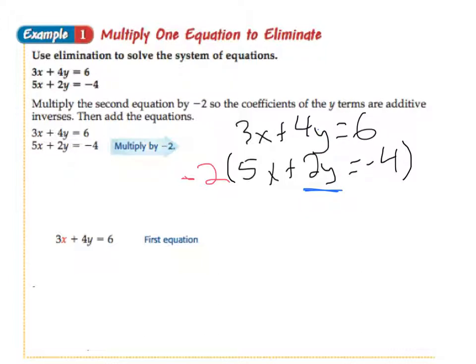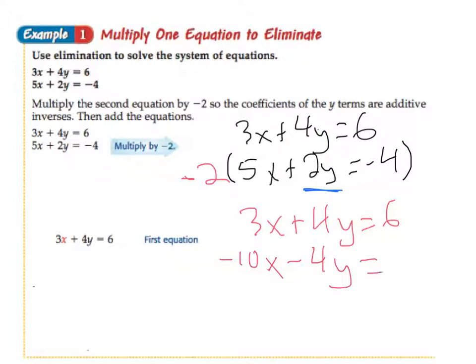Okay, so I'm going to rewrite it for us. 3x plus 4y is equal to 6. That's the first equation. Now we're going to rewrite the second one. Negative 2 times 5x gets us negative 10x. Negative 2 times 2y gets us negative 4y, or minus 4y. And that's equal to negative 2 times negative 4, which is 8.